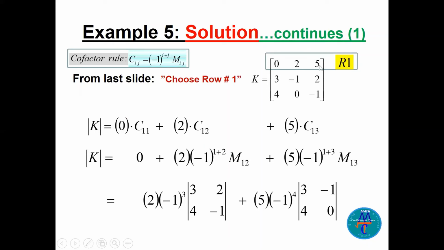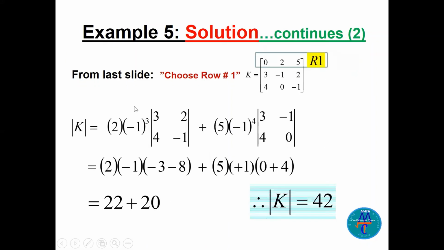Now C13, row 1, column 3. So what's left? 3, 4, minus 1, 0. And I put here minus 1 to the power 1 plus 3, which is 4. Minus 1 to the power 4 is plus 1. I think it's a good idea now for you to continue here until you find the determinant of K, and then check the next slide for the final answer.